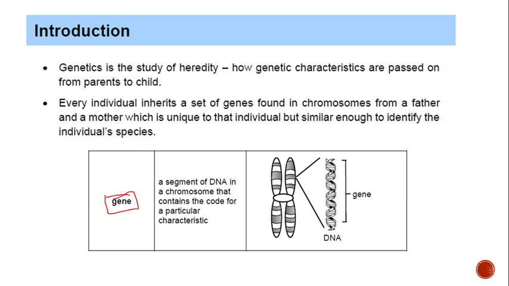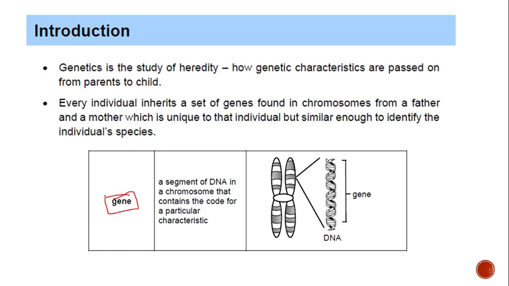Whether you're coding for a particular trait in your family, like height, for example, you're all tall or you're all short, that is going to be coded for by a certain gene on a segment. It's a segment of DNA that codes for that. All right, perfect. Now we understand what a gene is.